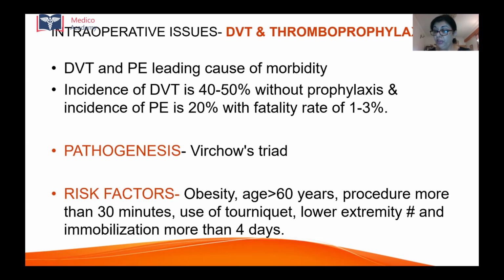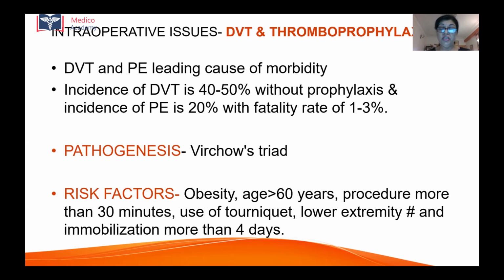DVT and pulmonary embolism is one of the leading causes of morbidity after orthopedic surgery. Short-term complications of survivors of acute DVT and pulmonary embolism are prolonged hospitalization, and bleeding complications leading to DVT or pulmonary embolism treatment. The long-term complications are post-thrombotic syndrome, pulmonary hypertension, or recurrent DVT. The incidence of DVT is 40 to 50% without any prophylaxis, and the incidence of pulmonary embolism is 20% with a fatality rate of 1 to 3%.